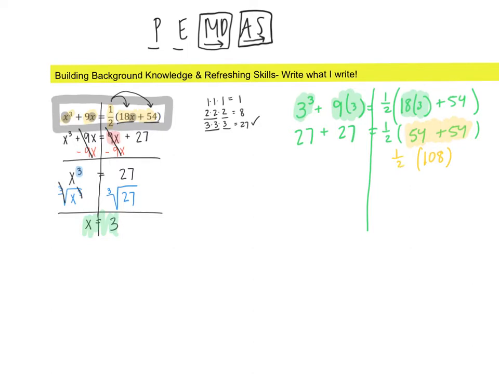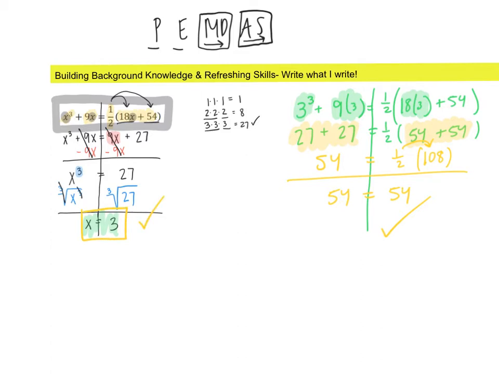Okay, everything else in my equation stayed the same. On the left side, I'm going to add 27 plus 27, and I get 54. From there, the last thing I have to do is just distribute this 1/2 to 108. 1/2 times 108 is 54. So my equation does balance out. My answer was right. I know that x does equal 3.